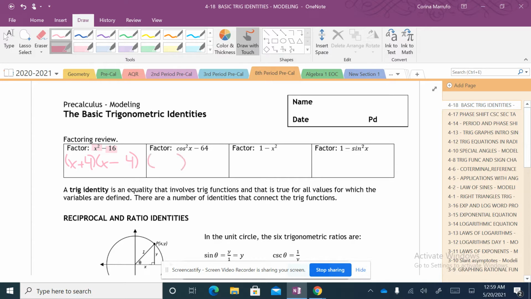So here we have cosine squared of x. So cosine times cosine is going to give me cosine squared. And then 8 times 8 gives me 64. One is plus, one is minus.